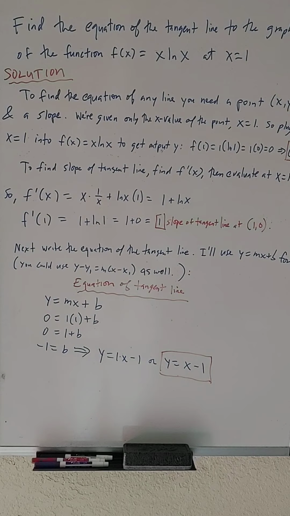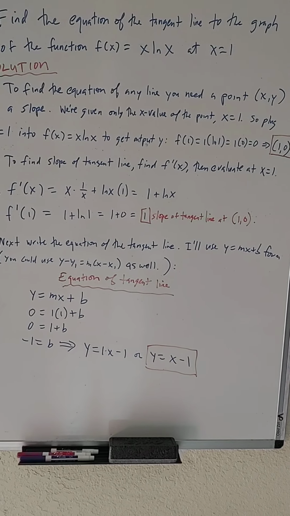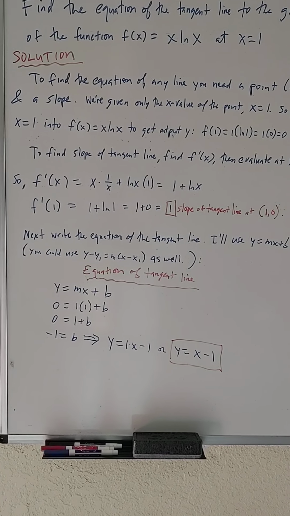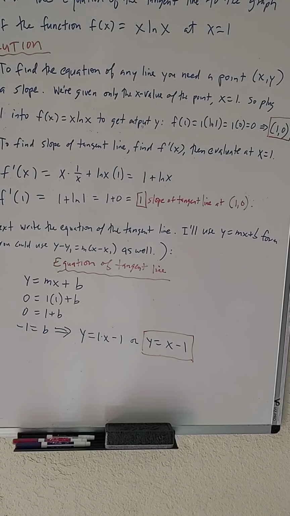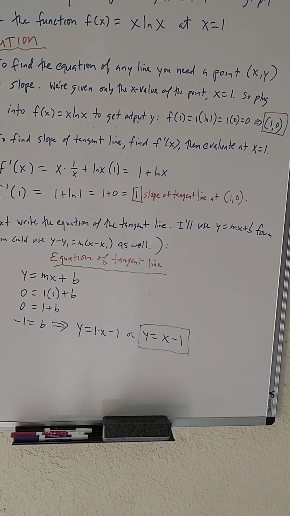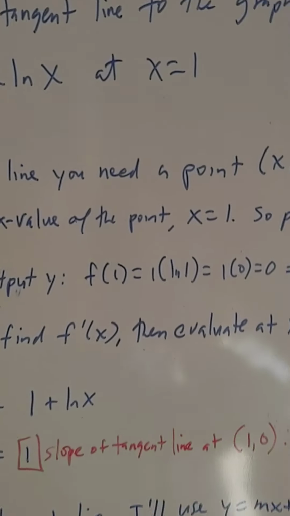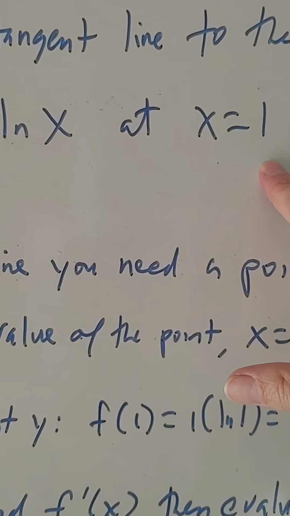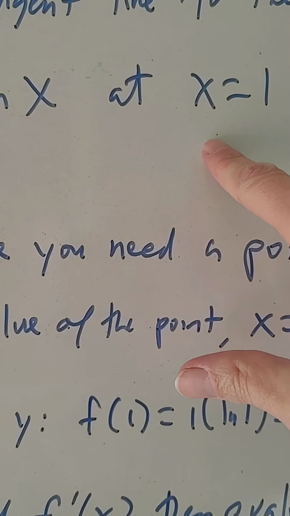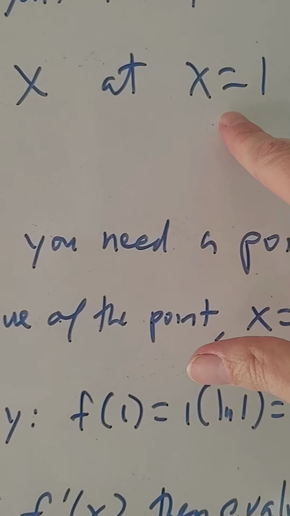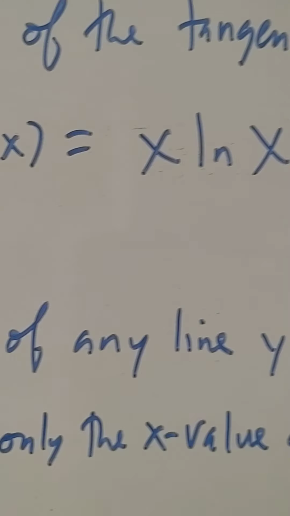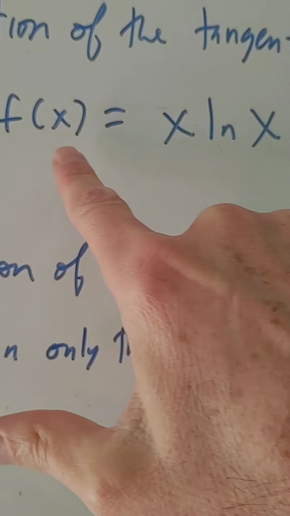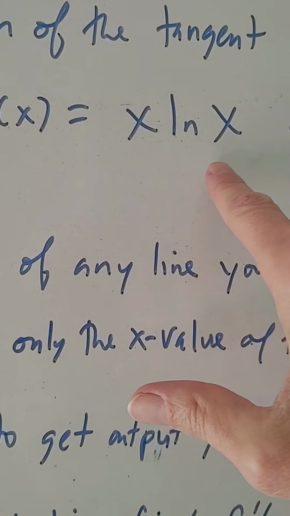To find the equation of any line, you're going to need a point, x comma y, and a slope. We're given only the x value of the point, x equals 1. So right here in the problem, we're told that x equals 1. We want to know what the y-coordinate of the point on that tangent line is. So if you're given x equals 1, go to your original function and plug in 1. So f of 1 is going to be 1 times the natural log of 1.